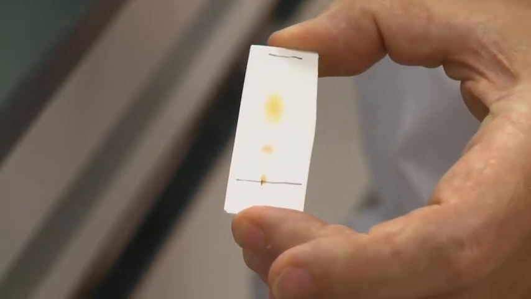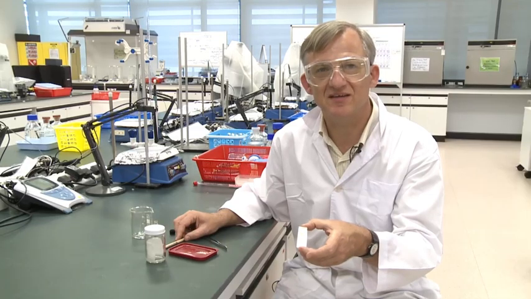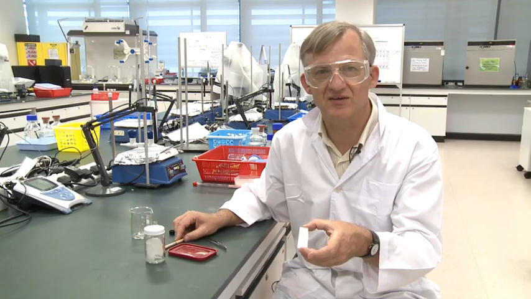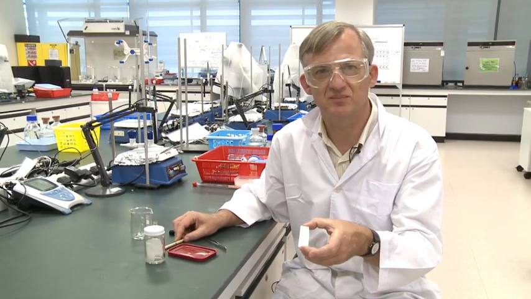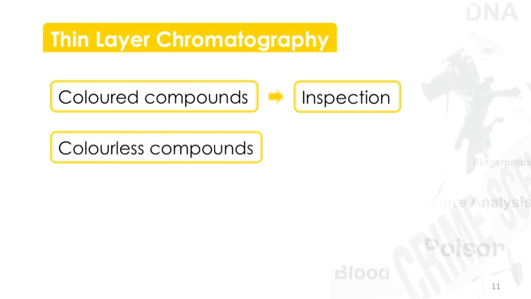We can clearly see that this sample contains two components, or at least it contains two components that are colored and we can see under visible light. So when we are working with colored compounds, you can just see by inspection, just by looking at the plate, where the spots are. But most organic compounds are not colored. They're colorless. So you can't see them just using your naked eye. So there's a whole range of techniques for making these spots show up so that you can see them.